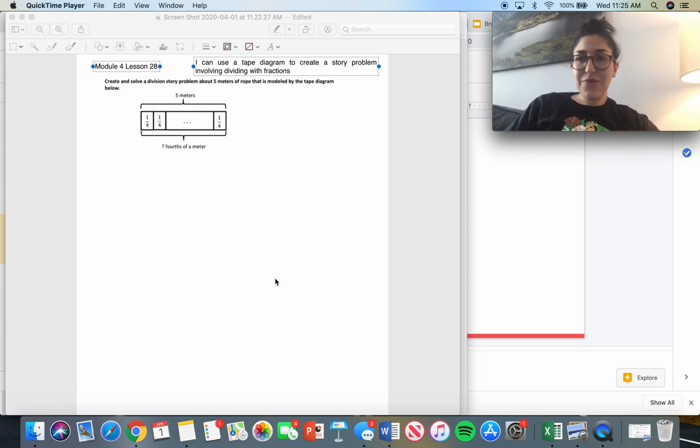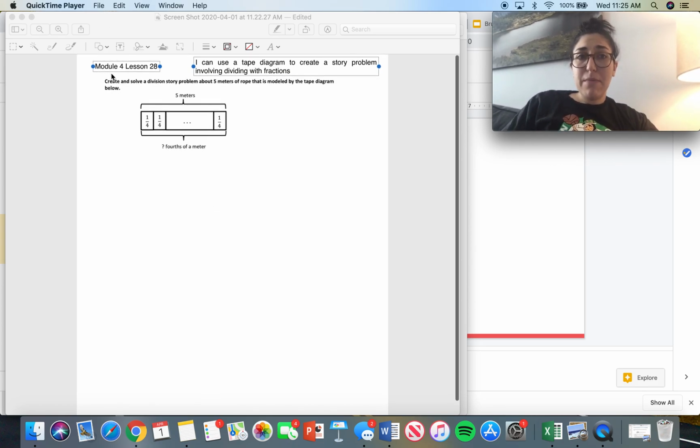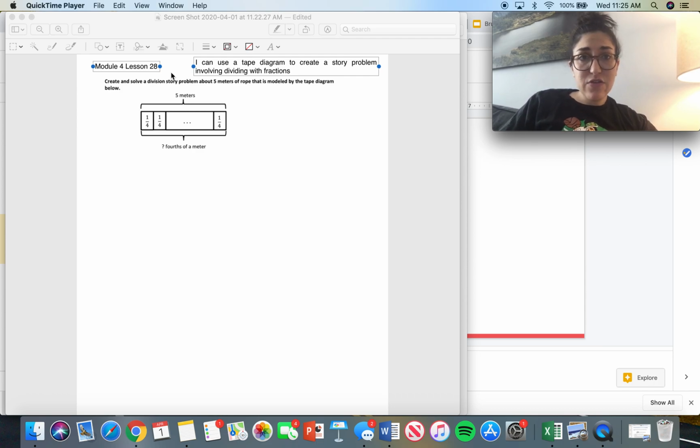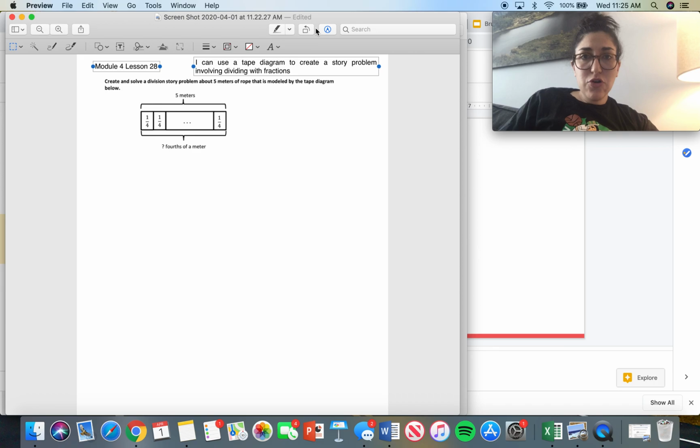Scholars, so today we are going to be working on Module 4, Lesson 28. And the objective, what we're trying to learn to do today, is figure out how I can use a tape diagram to create a story problem. So I have to create my own story problem that involves dividing with fractions, right? So basically what this is asking us to do is to create and solve a division story problem about something.